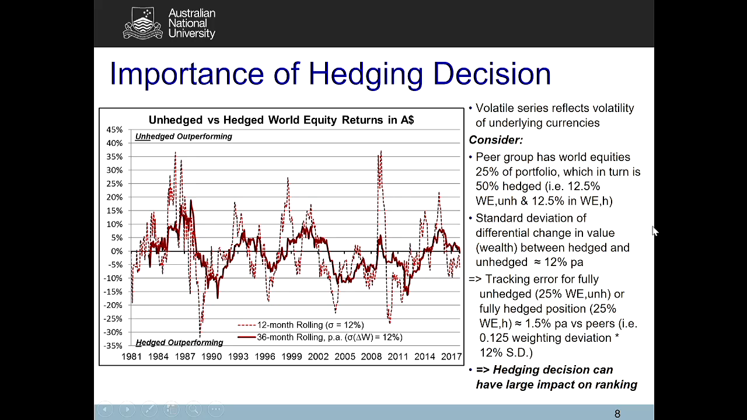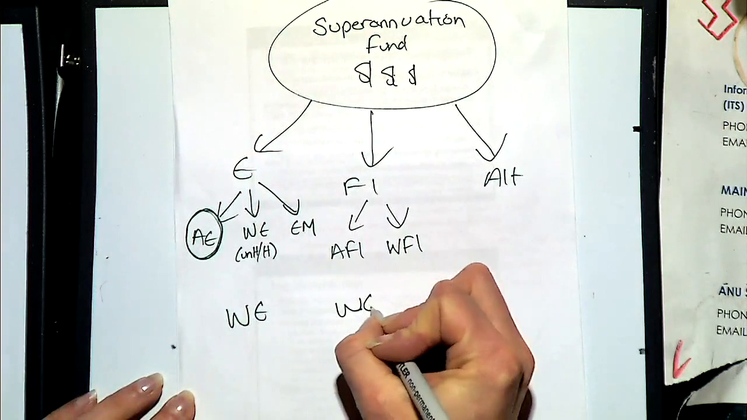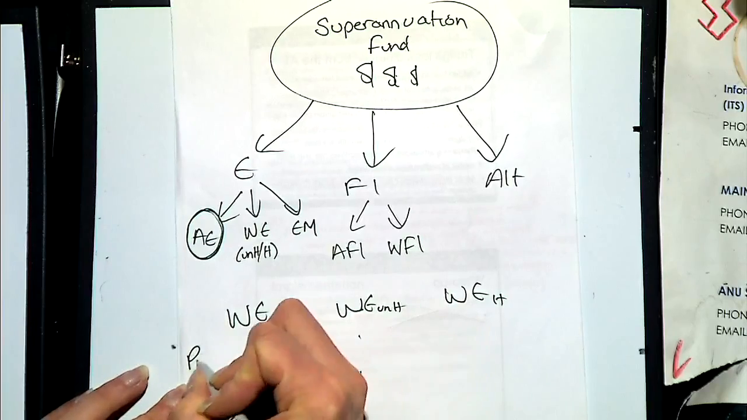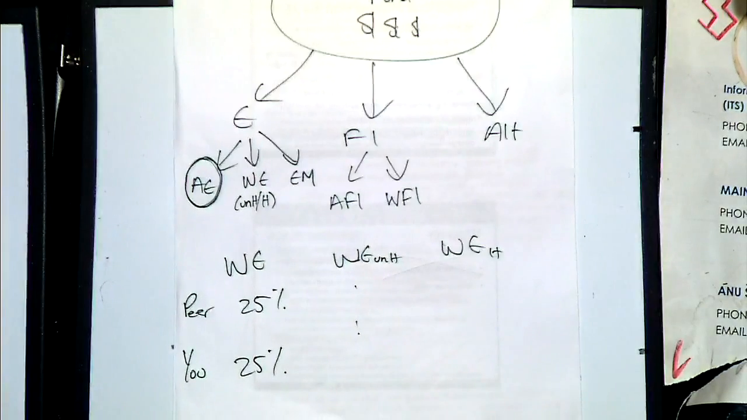This next point is the other thing I said when I asked you what was Abigail's tracking error. This is an example. The weights are slightly different, obviously, to your assignment, so it doesn't work exactly for Abigail. But the peer group, let's say, has a quarter of their portfolio in world equities. You also have a quarter of your portfolio in world equities. Right, so at this point, you guys have the same weight. So we've got world equities, your peer group and you. You both have 25% in world equities. So you have the same exposure to global equities in this case.